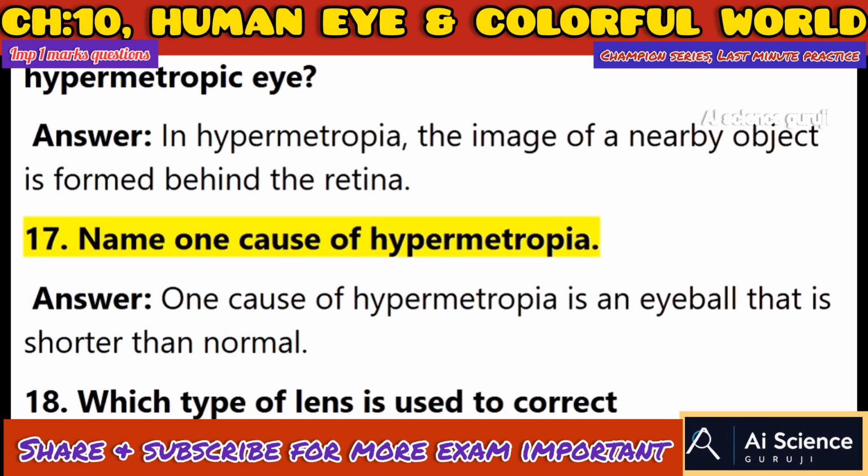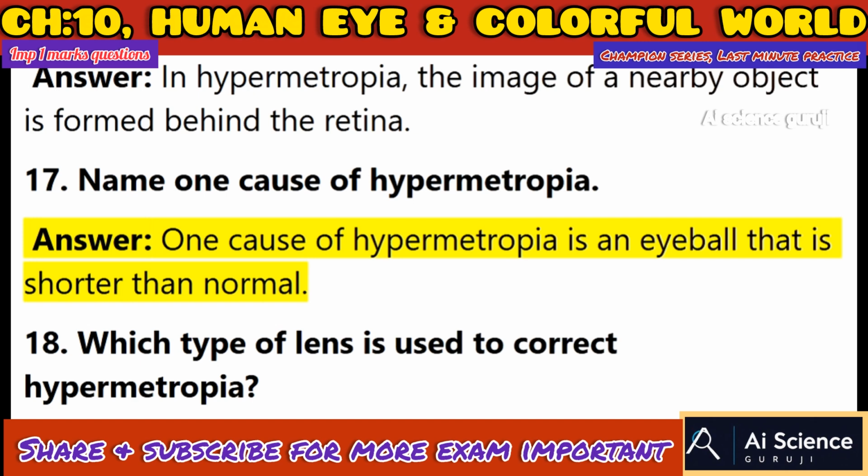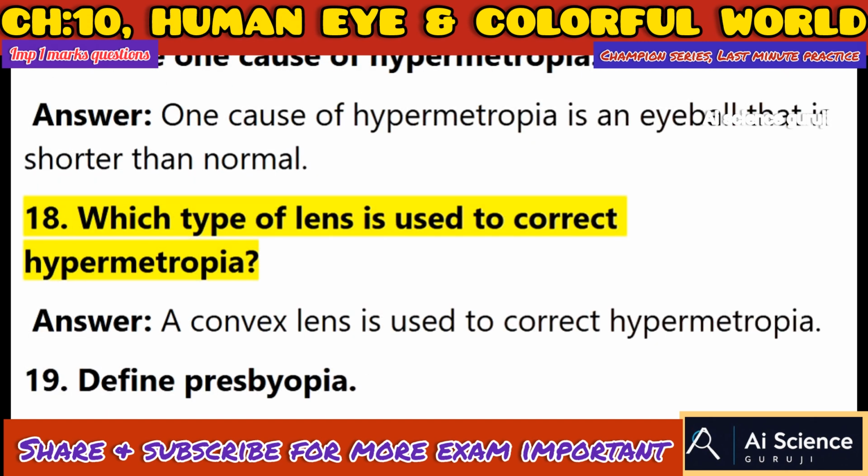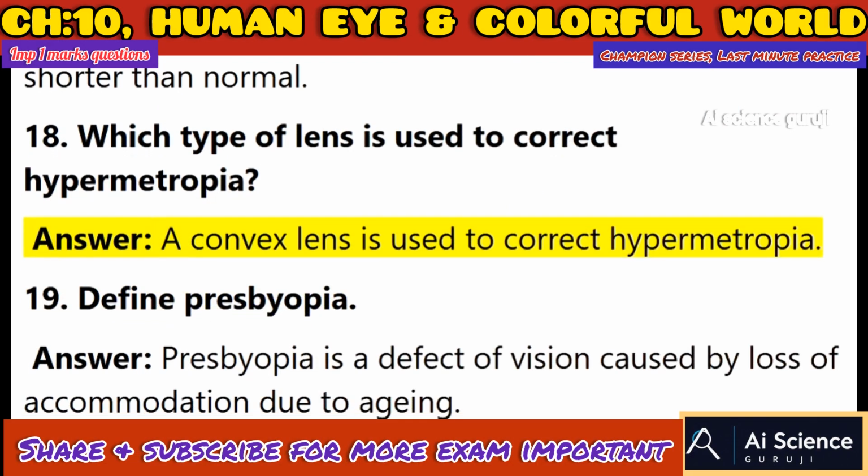17. Name one cause of hypermetropia. Answer: one cause of hypermetropia is an eyeball that is shorter than normal. 18. Which type of lens is used to correct hypermetropia? Answer: a convex lens is used to correct hypermetropia.